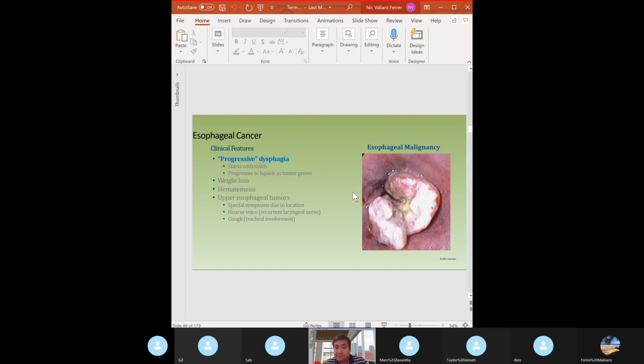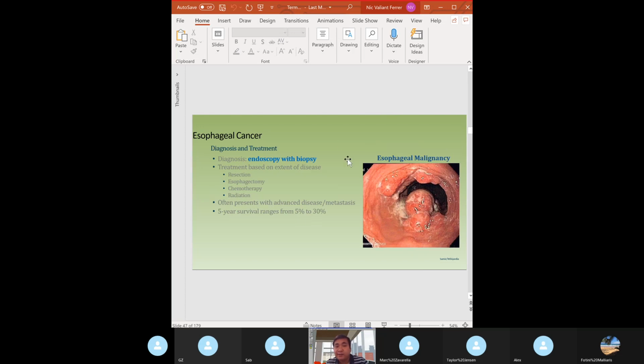Weight loss, hematemesis, and with upper esophageal tumors you can have a hoarse voice. Don't forget your recurrent laryngeal nerve can be impinged, or a cough if the trachea is involved. How do we diagnose? Endoscopy with biopsy. We need to take a biopsy to look at the cells. What's the treatment? Resection, chemotherapy, radiation.